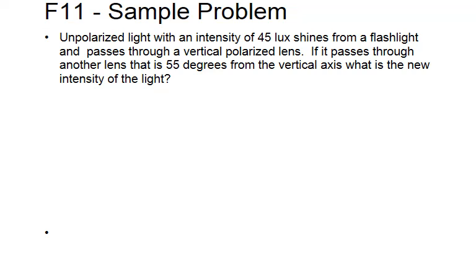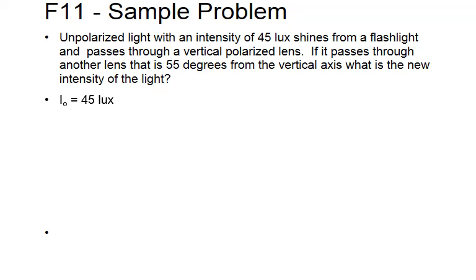All right, so let's say we have unpolarized light with an intensity of 45 lux, and it's shining from a flashlight. It passes through a vertical polarized lens. If it passes through another lens that's 55 degrees from the vertical, what's the new intensity of light? And so I'm going to have you work through this one. Let's see if you can figure this one out on your own, and then we'll go from there. So go ahead and pause the clip and give this a try, and then when you're ready to check, you can hit play to continue.